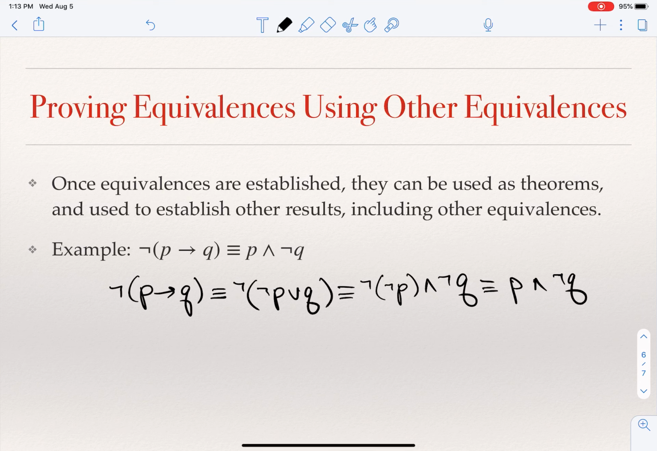Where did I get this? Because the negation of not P is equivalent to P. Okay? And basically I'm done, right? Because this is what we wanted to show, that not P implies Q is the same as P and not Q. So this way is simpler and more elegant, honestly, than building a truth table.